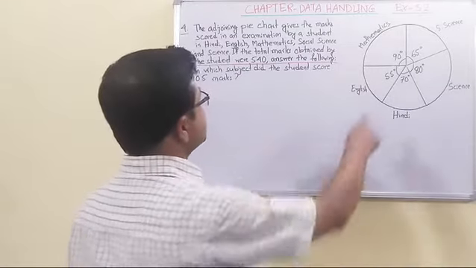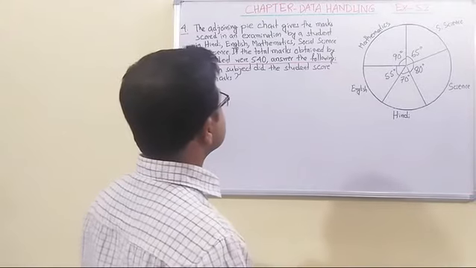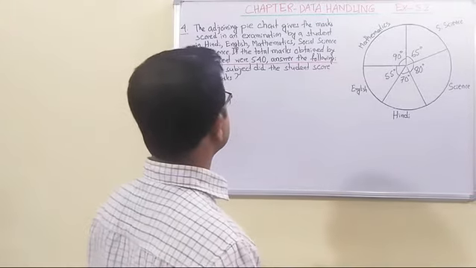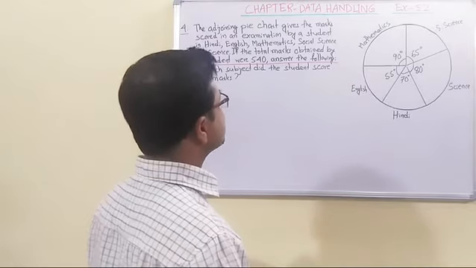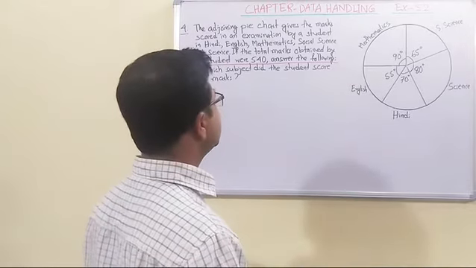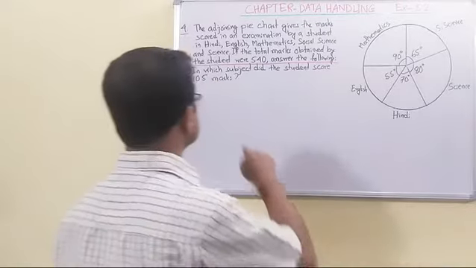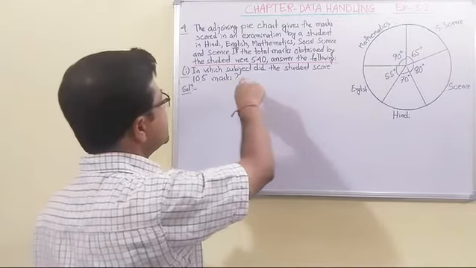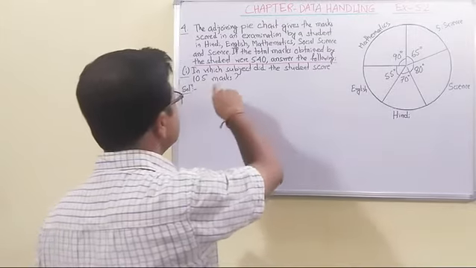The adjoining pie chart gives the marks scored in an examination by a student in Hindi, English, Mathematics, Social Science and Science. If the total marks obtained by the student were 540, answer the following questions. The first question is, in which subject did the student score 105 marks?